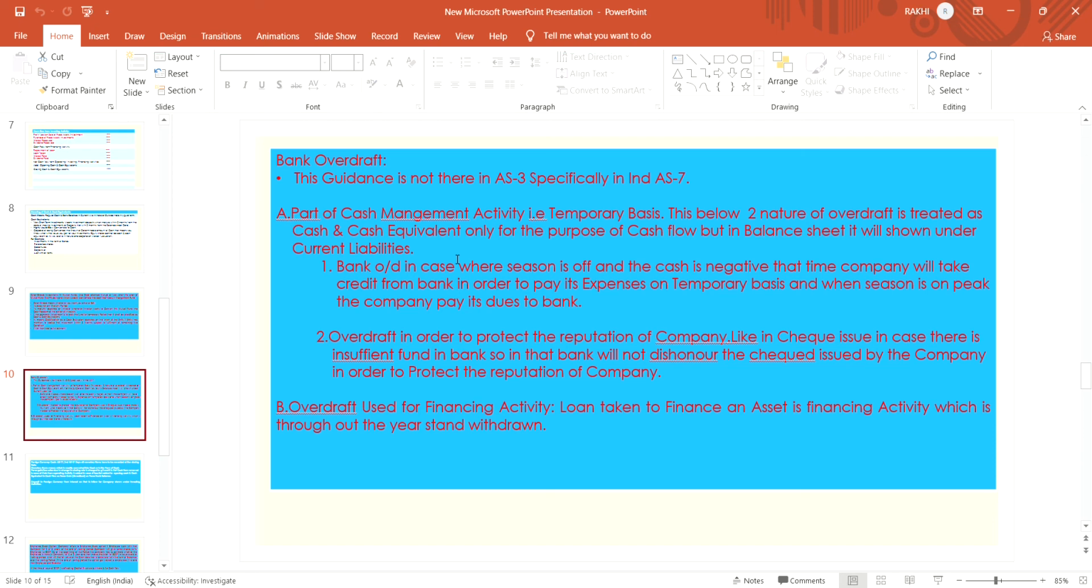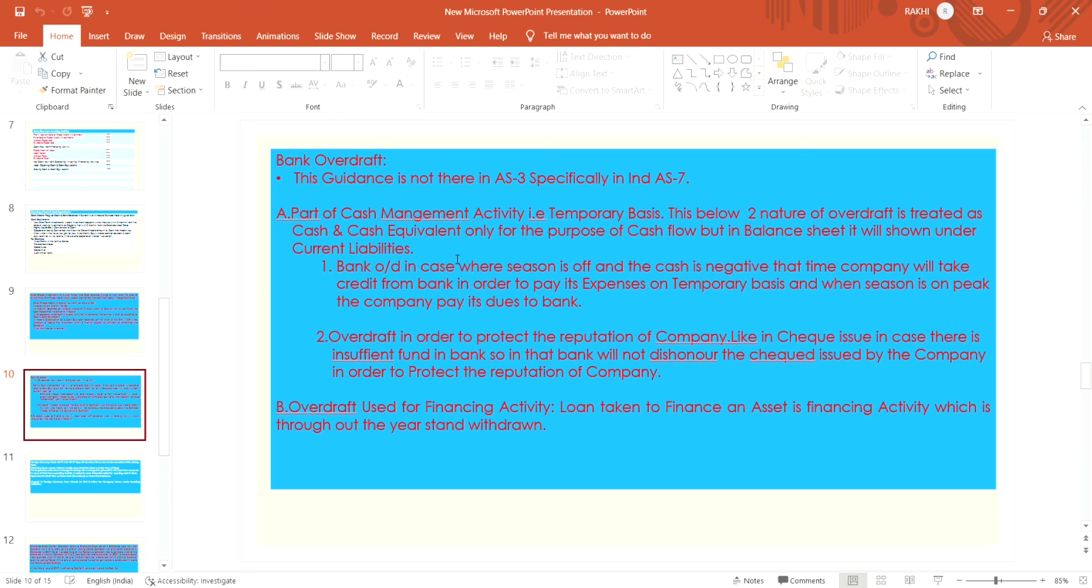This guidance is not there in AS 3, meaning the bank overdraft guidance is not there in AS 3, it is specifically in Ind AS 7 only. So that is one of the minor changes; we said there is no such difference between AS 3 and Ind AS 7, only some major changes are there which we will discuss. Bank overdraft is that change. This guidance is not available in AS 3, specifically it is mentioned in Ind AS 7.